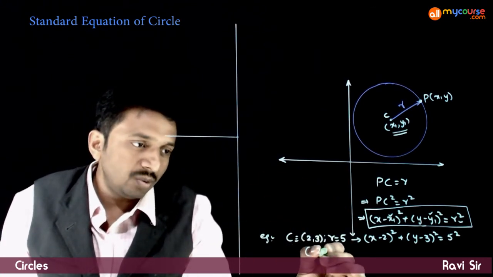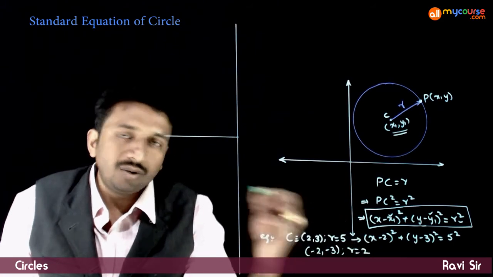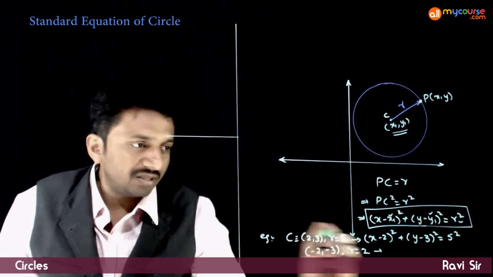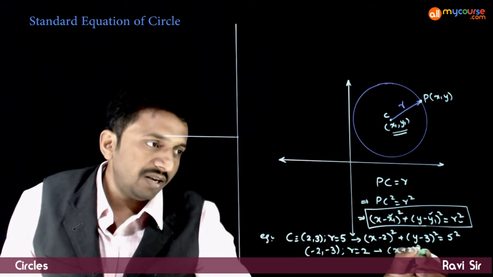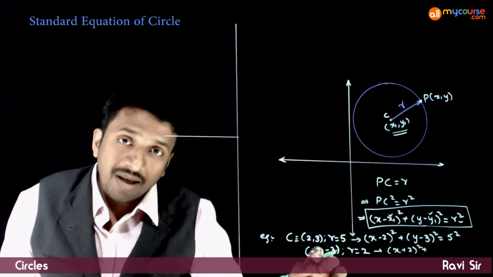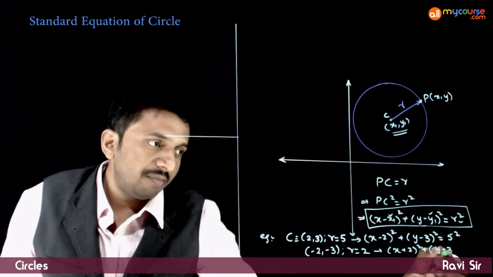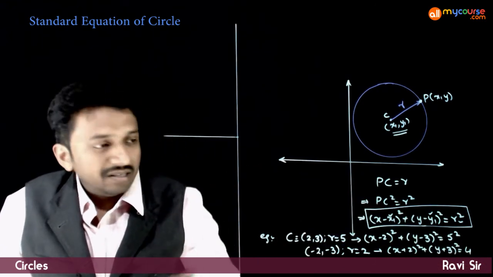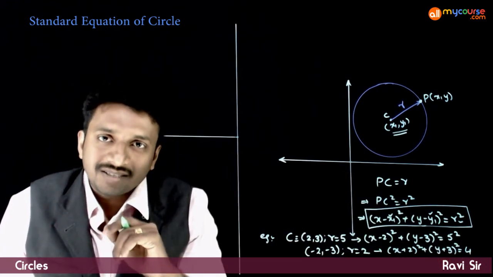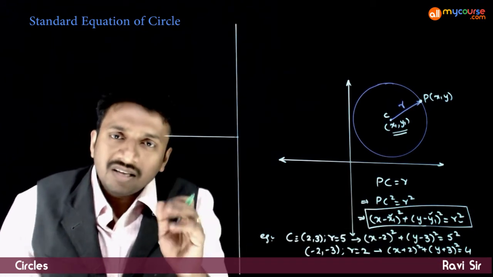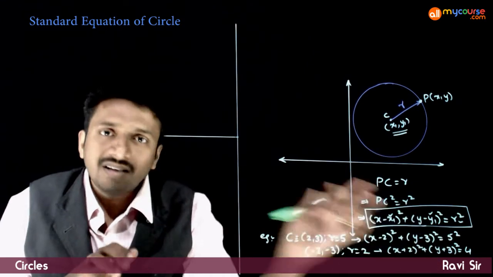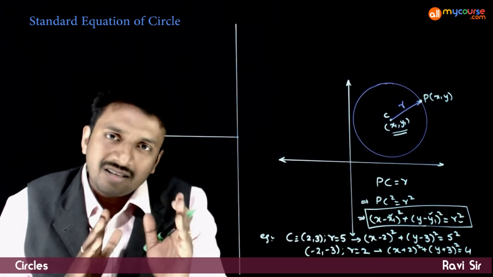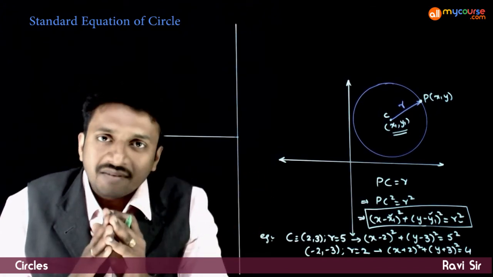So if the center is (minus 2, minus 3) and radius is equal to 2, what is the corresponding equation? x minus of minus 2, so you have (x plus 2) whole square plus y minus of minus 3, that is (y plus 3) whole square, is equal to r square, which is 4. So this is called the standard equation of a circle. And if you are given the standard equation of a circle, you can very easily find the center and radius of the circle. You just need to compare this equation with this and you get x1, y1 which is the center and r which is the radius.